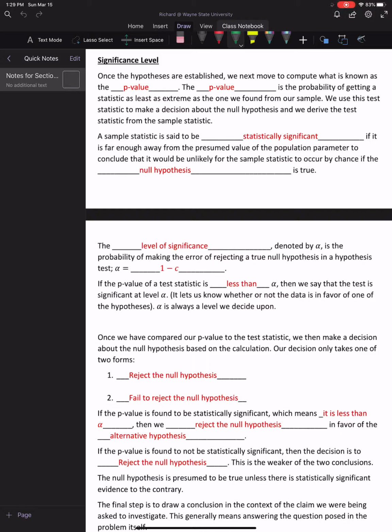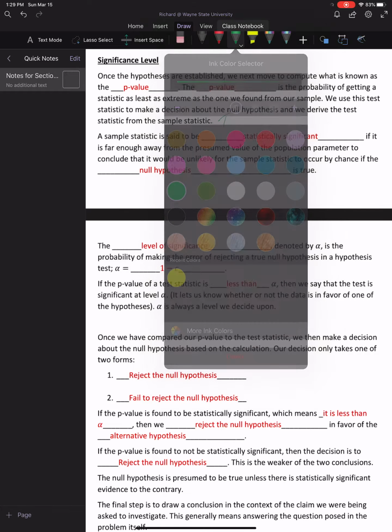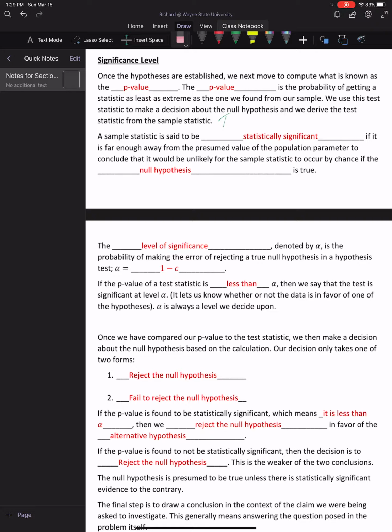This word test statistic is really a fancy name. Let me make this a little bit bigger so you can see it. Okay. This word test statistic really is a fancy name for z-score. Let's write that down. So test statistic really means z-score. A very fancy way of framing that.